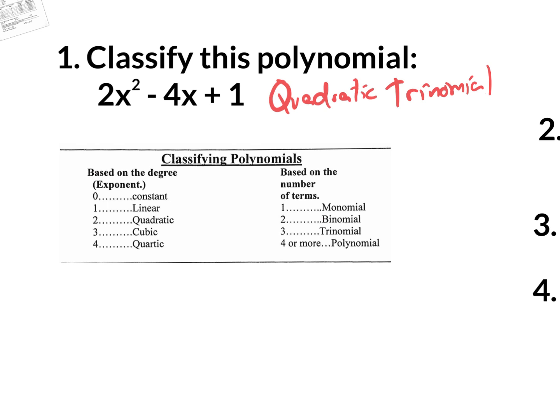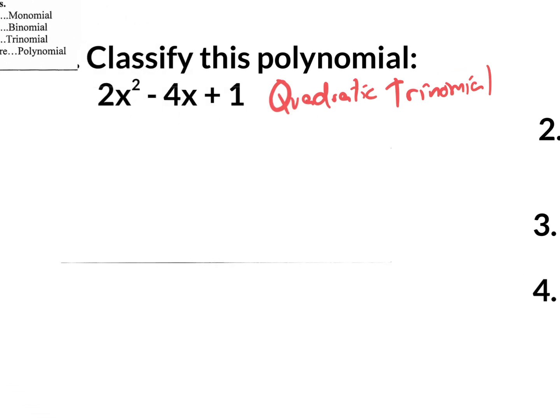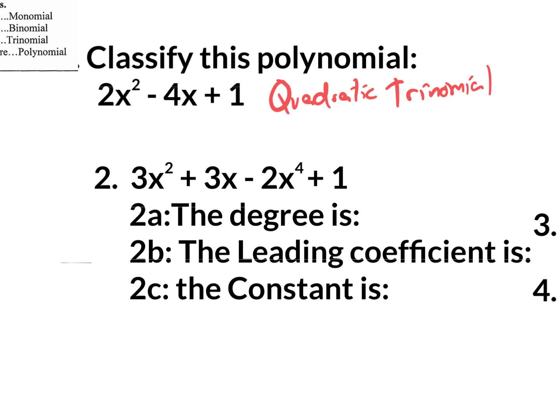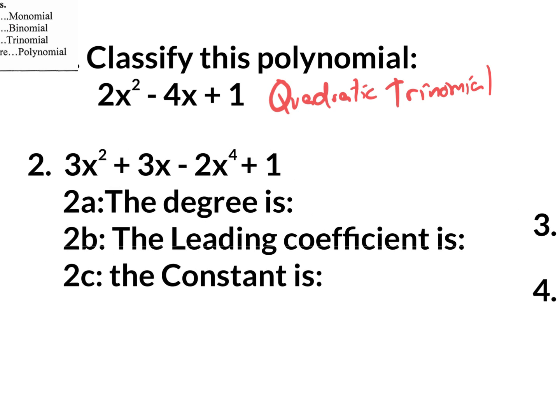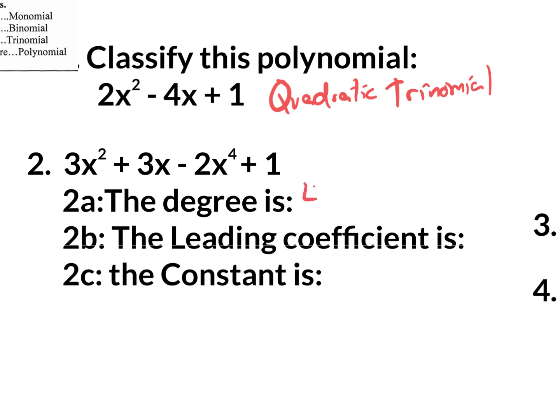All right, let's try another one of these. Question 2. This is how it's going to be stated on the actual practice quiz. They give you a polynomial, and then they ask you to fill in the blanks for these 3 things. It says the degree is, what's the degree here? 4. That's right. The degree is 4 because your degree is your highest exponent. There's a power of 4, power of 2, power of 1, and the constant. So yeah, the degree is 4.